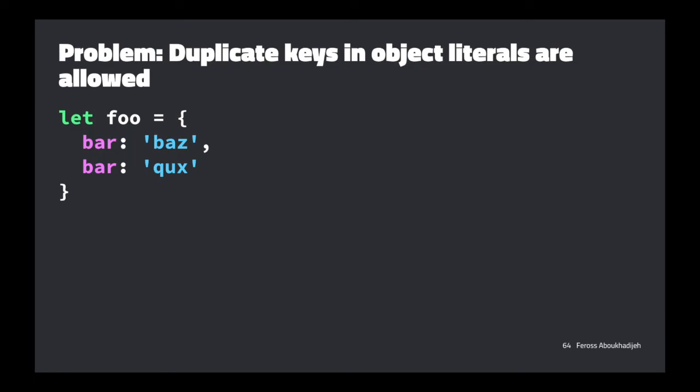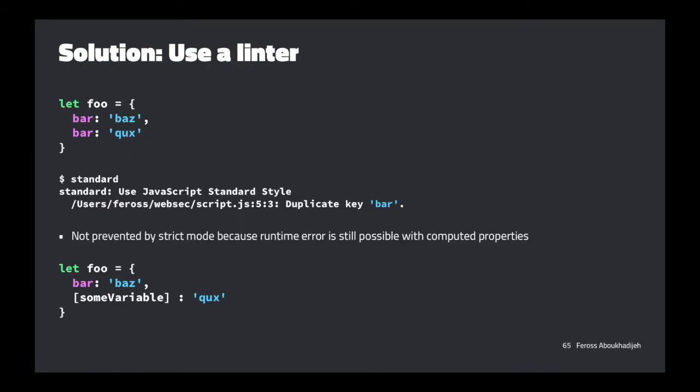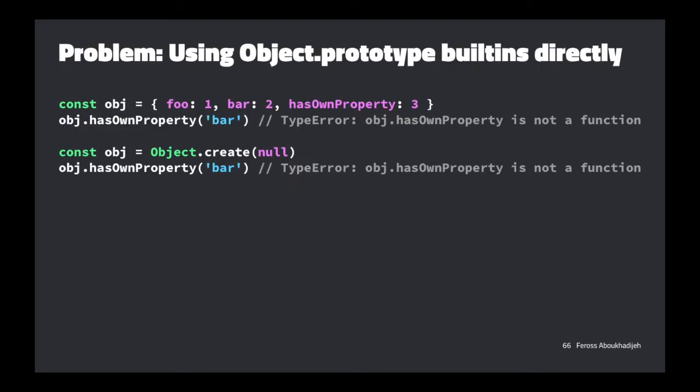Here's another thing. You can have an object with duplicated key names, which is silly because the second one is going to take precedence anyway. Turns out this is actually not fixable by using use strict. You actually have to use a linter to catch this, because it turns out that they added a feature to JavaScript that lets you dynamically at runtime set a key name by using a variable. And it's possible that this will end up resolving to bar, which will be duplicated. And it can't know that until it runs the code. And so basically, they can't consider that an error for that reason.